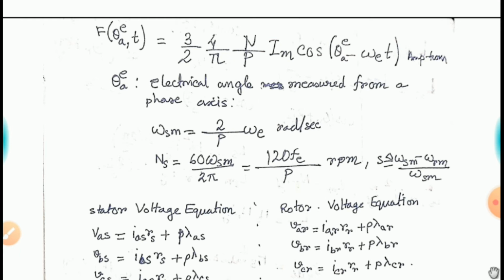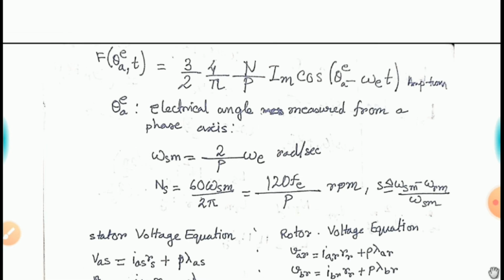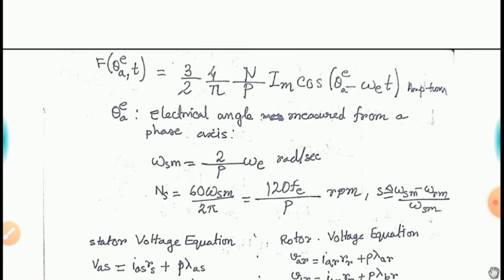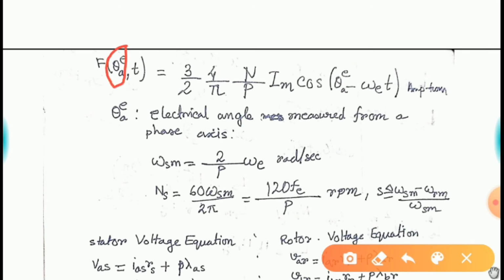Here you can see this first term, theta ea, is the angle measured from your a phase axis. All right. So the total equation we can get is something like this.